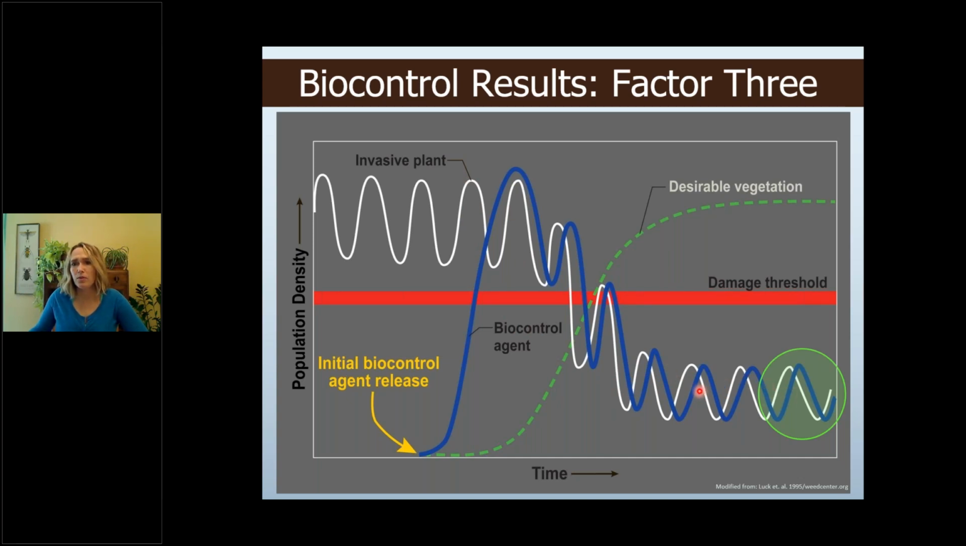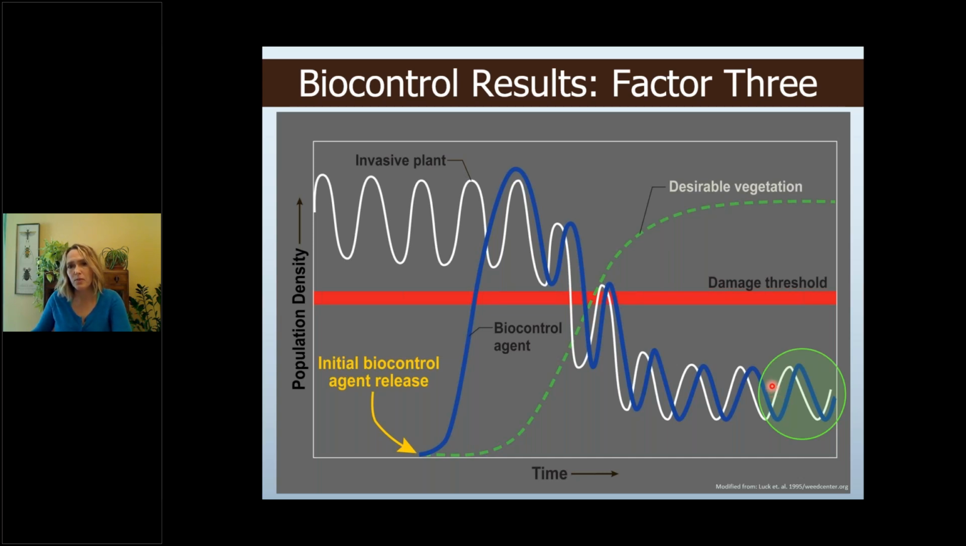Oh, I'm sorry, I skipped over the third factor. The third factor here you'll notice is that neither the weed or the biocontrol agents ever fall off this graph. And what that's indicating is that we don't see eradication when we have biocontrol as our management strategy. And that makes sense, because if you think about the weed in their native range, it's not completely eradicated by its natural enemies. They're both present. The key is they're below this damaging threshold.